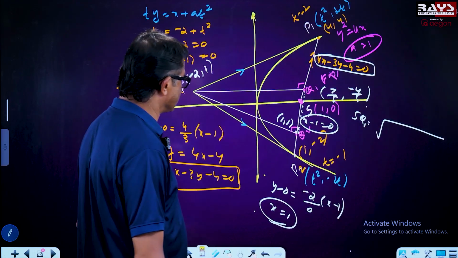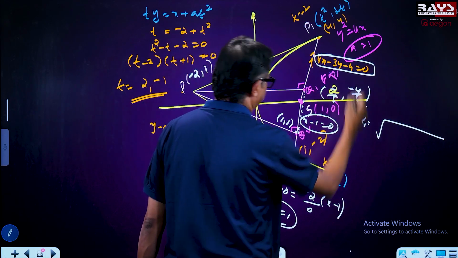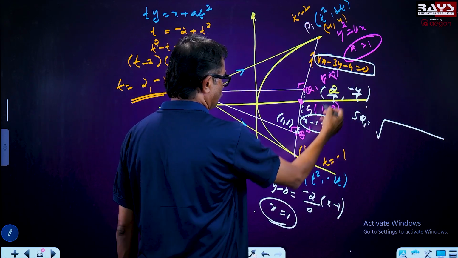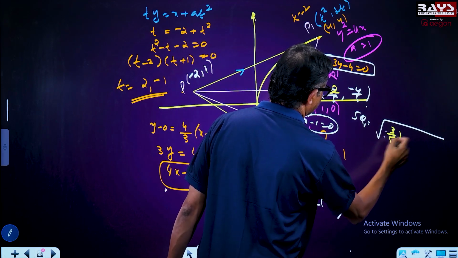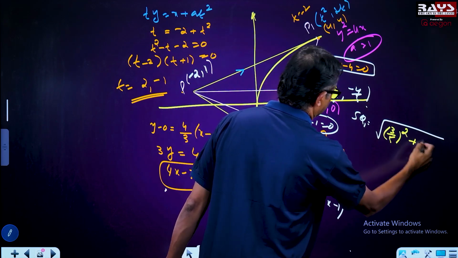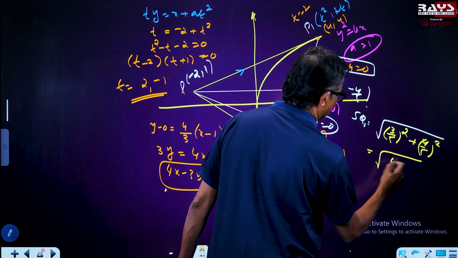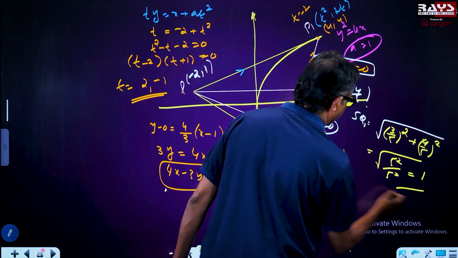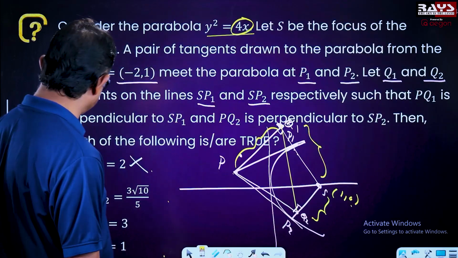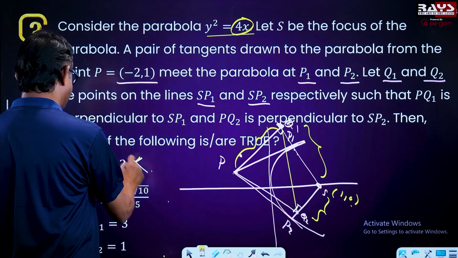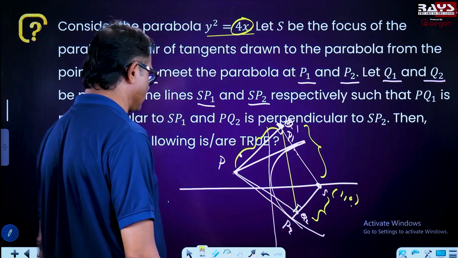So what about SQ1? This is 2 by 5, okay. So SQ1 is 2 by 5 minus 1, so 3 by 5 square plus 4 by 5 square. So 3 square plus 4 square is 5 square. 5 square by 5 square, that is equal to 1. So SQ1 is equal to 1. Let us see, is it correct? SQ1 is equal to 2. So that option is wrong actually. Now let us find out Q1, Q2.